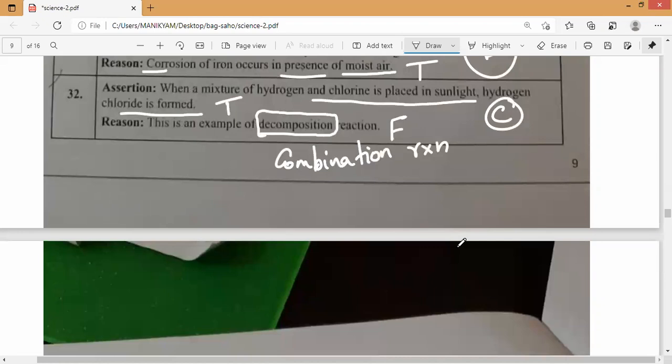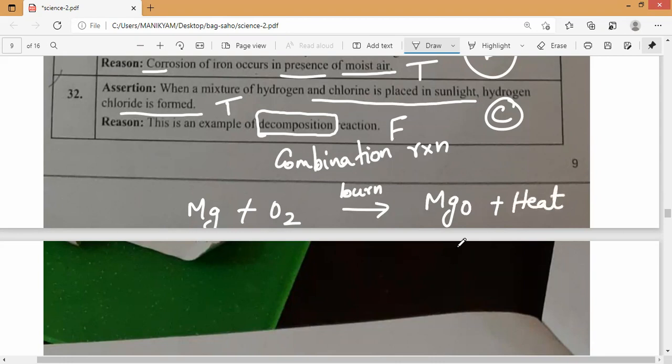Now I will give you the equations. Please, all of you learn. Now I will teach you 3 examples, please kindly learn them. First one, formation of magnesium oxide. It is formed by burning, and it will also produce heat. So this is the equation. Is it okay, guys? Please understand.